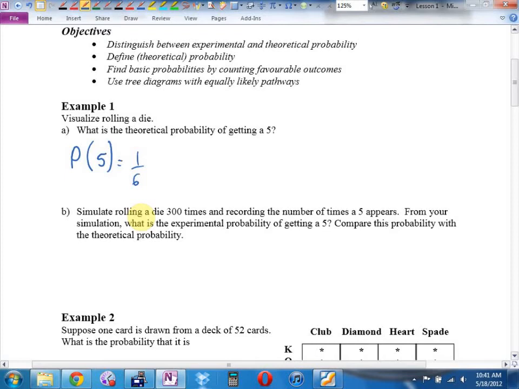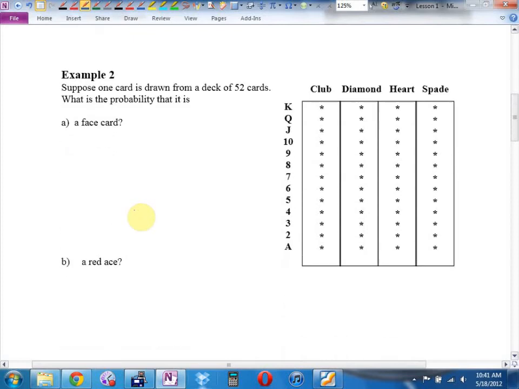Okay? The first rule we have in probability is very simple. It says this: if we can count it, we can solve it. So here's a deck of cards. Suppose one card is drawn from a deck of 52 cards. What's the probability that it's a face card? Well, here are my face cards.